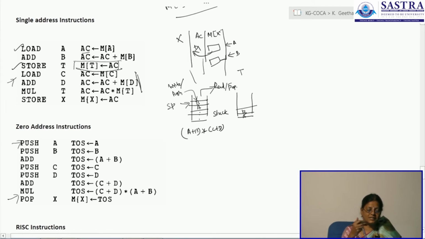If both the operands are expected to be in the stack, it is nothing but a portion of memory, and I need not specify an address. Why don't I need to specify an address? Because the stack pointer is already pointing to the topmost location of the stack. So once I get into the stack, I will always be referring only to the topmost element.